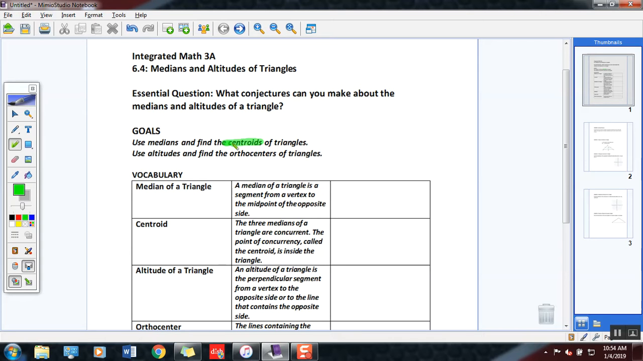Then we're also going to talk about an altitude. An altitude of a triangle is going to be used to find the orthocenters, okay? Dentists like this. I know a dentist that likes orthocenters.